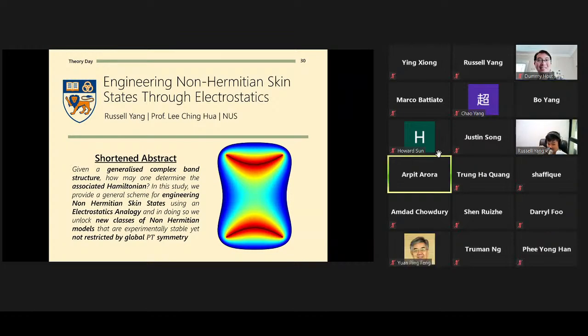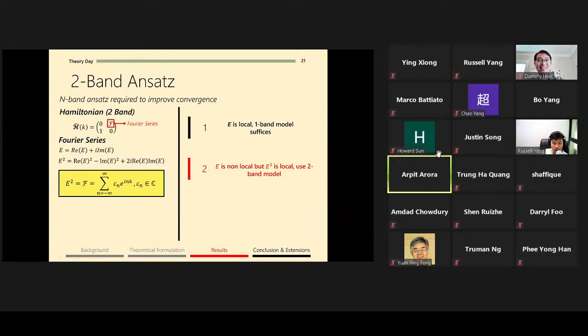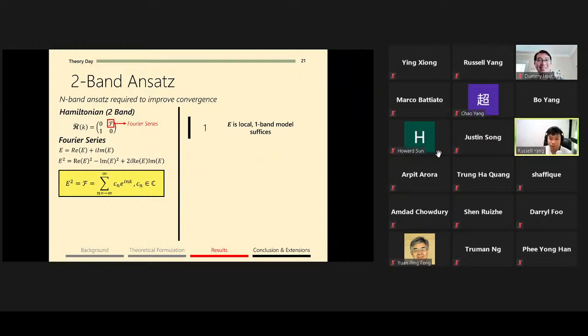Hi, Russell. I would like to ask a question. Yes, please. I would like to understand the context of one band and two bands, because the SSH model is already a two-band Hamiltonian. So what is the context of one band and two band? So you're saying in the context of implementation of this, is it? Yes. Okay, so we note that SSH is already two-band, and you're right.